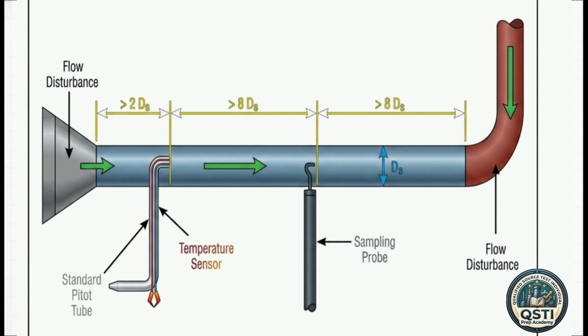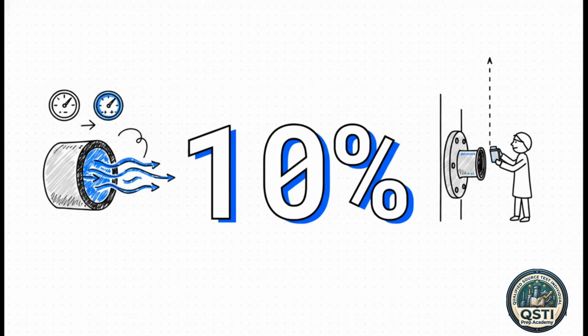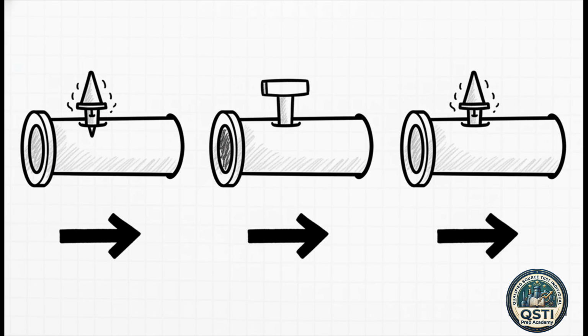But hey, what if your flow rate is perfectly steady? You can actually simplify this whole shebang. If your volumetric flow is constant within a 10% deviation, you just use a single location. You gotta prove it though by doing full velocity traverses right before and after your particulate run.